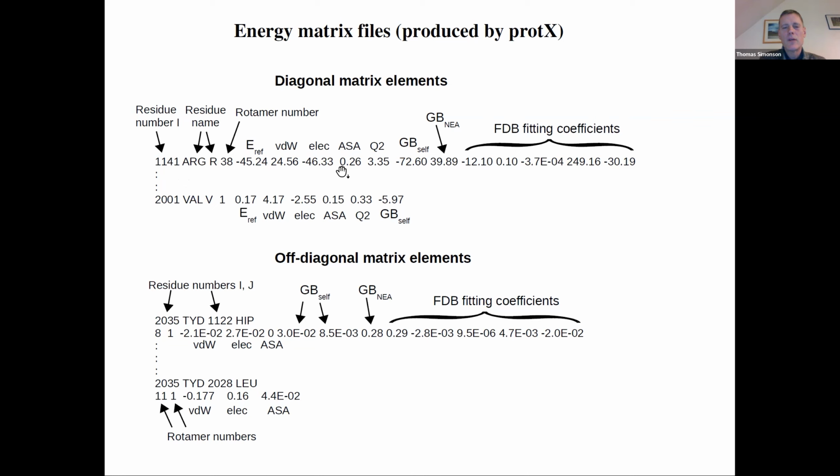You've got different energy components, including things like van der Waals, Coulomb electrostatics. Over here, you've got some GB information. This information allows you to run this NEA approximate GB. And then there's some extra information here and over here, which allow you to use this interpolating function and this double lookup procedure. And then you have analogous information for the off diagonal.